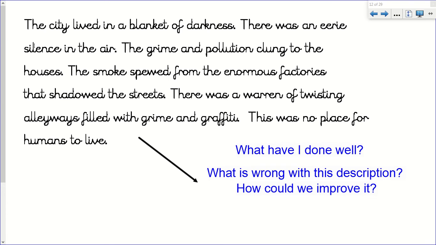Okay, so the city lived in a blanket of darkness. There was an eerie silence in the air. The grime and pollution clung to the houses. The smoke spewed from the enormous factories that shadowed the streets. There was a warren of twisting alleyways filled with grime and graffiti. This was no place for humans to live.